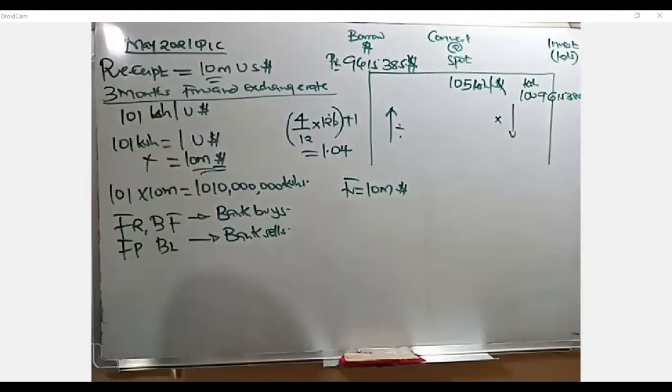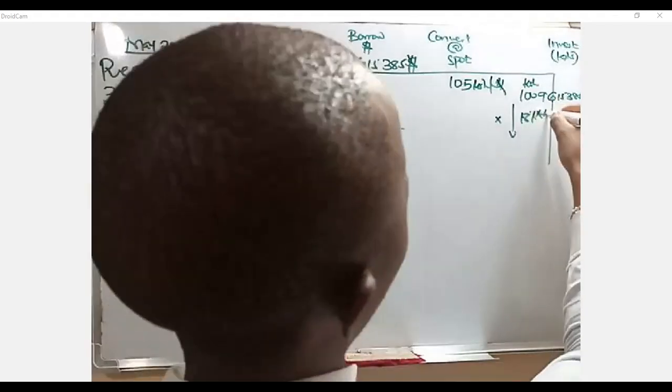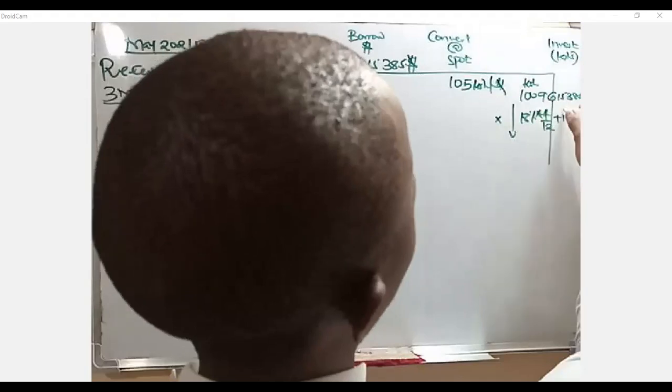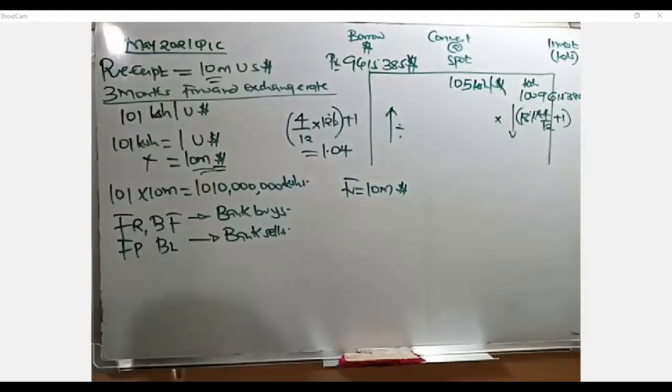We said when you are going down, we multiply. We are going to be looking at the investing, and you can see the examiner here. Because we are investing in Kenya, the rate given is 18%. So I just say 18% times 4/12 plus 1. So it will be 4 divided by 12 times 0.18 plus 1.